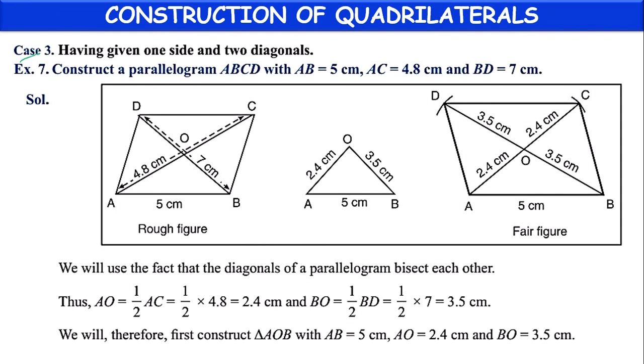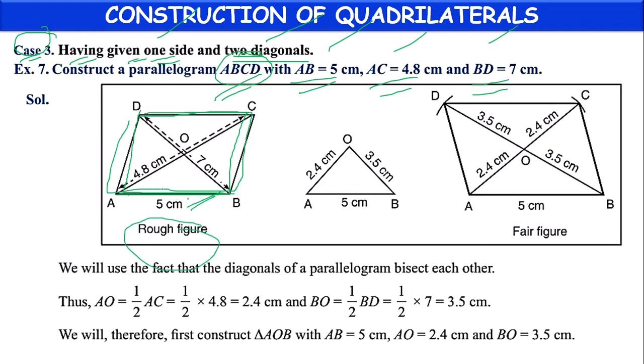Next, case 3: having given one side and two diagonals. In parallelogram ABCD, one side AB is given. Construct a parallelogram ABCD with AB 5 cm, AC 4.8 cm, BD 7 cm. Means in the rough figure, AB 5 cm is given, AC 4.8 cm is given, BD 7 cm is given. We have to construct parallelogram ABCD.